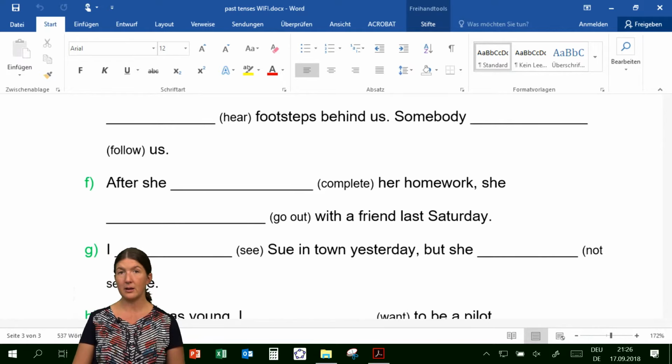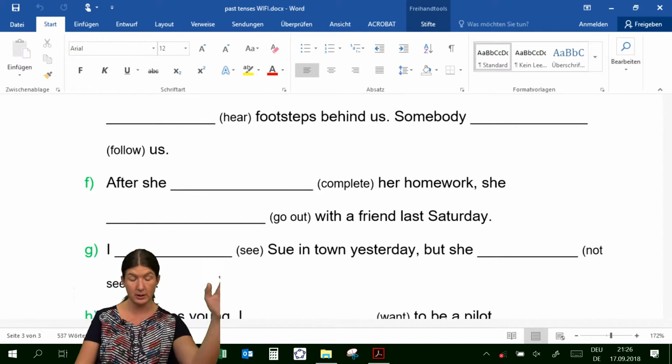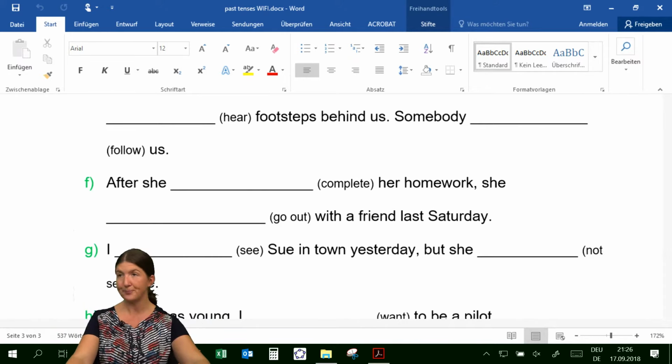So when you have an after, which is usually the Nebensatz, you have the past perfect. After she had completed, she went out with her friend. She went out with her friends would be the most important part of the story. And you would then probably continue with a narration of what happened at the party or wherever she went.